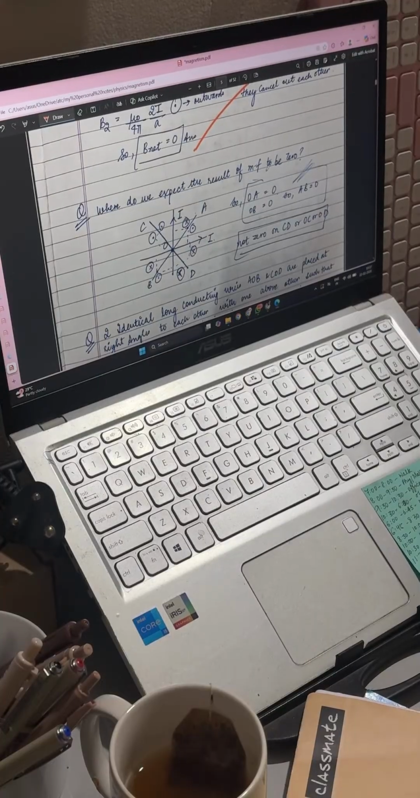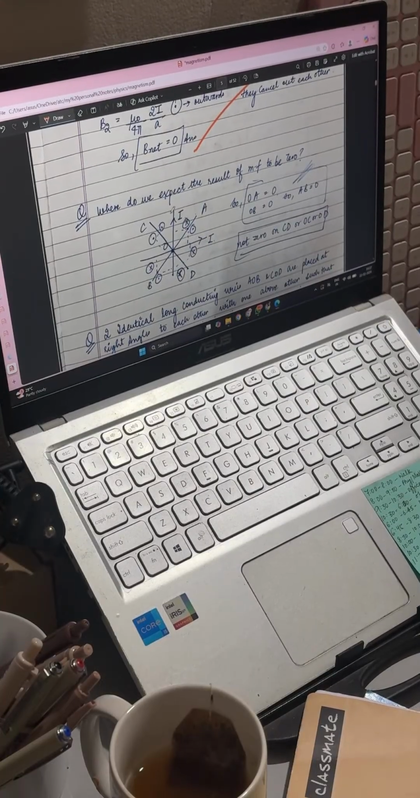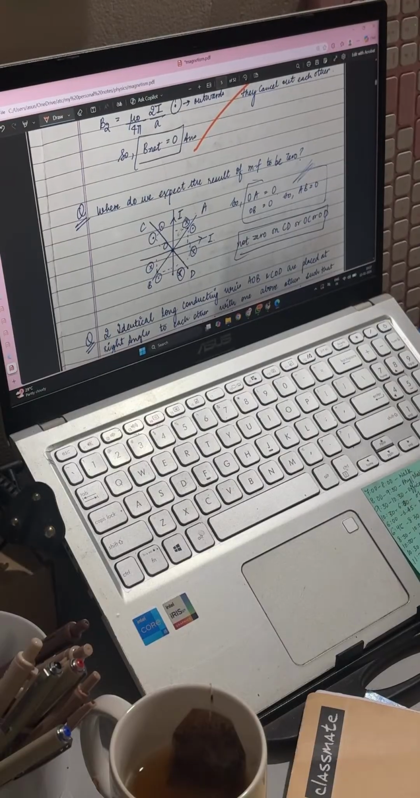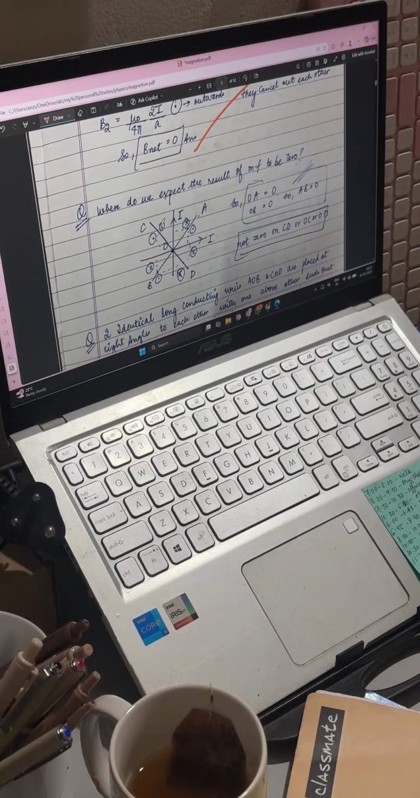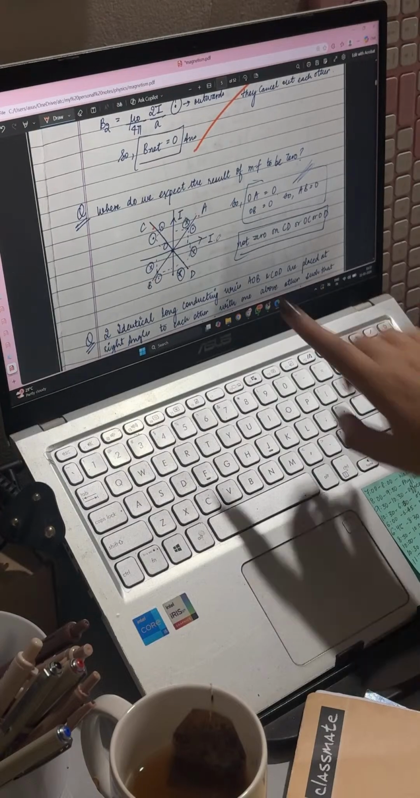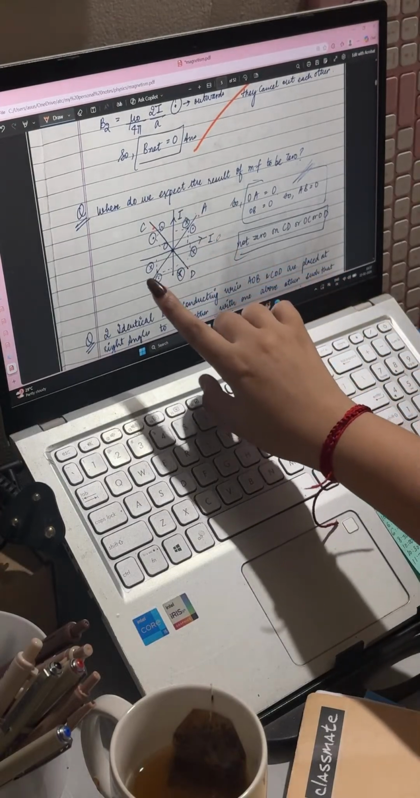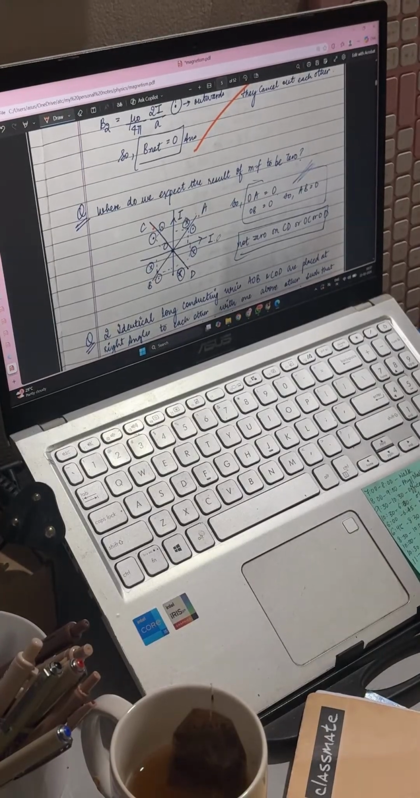Where do we expect the resultant magnetic field to be zero? We have two wires, and we have points A, C, D. Again, the magnitude will be the same, and because of direction we need to see where it will become zero. So one direction is this side and one direction is this side. The direction is same here, so it will not be 0.